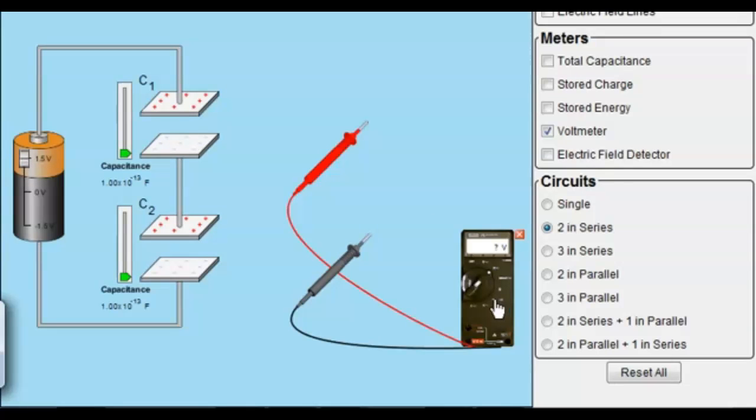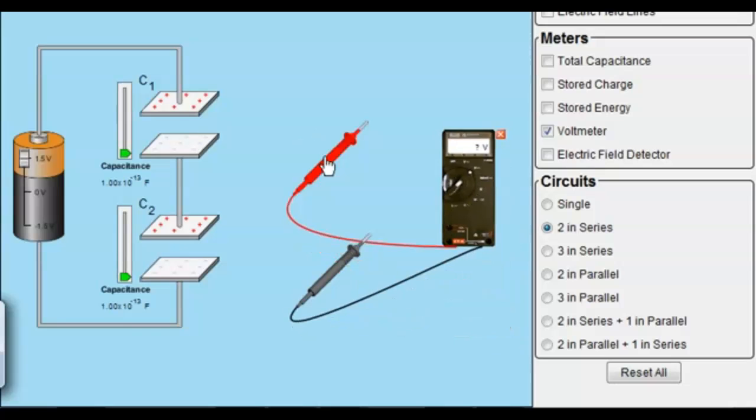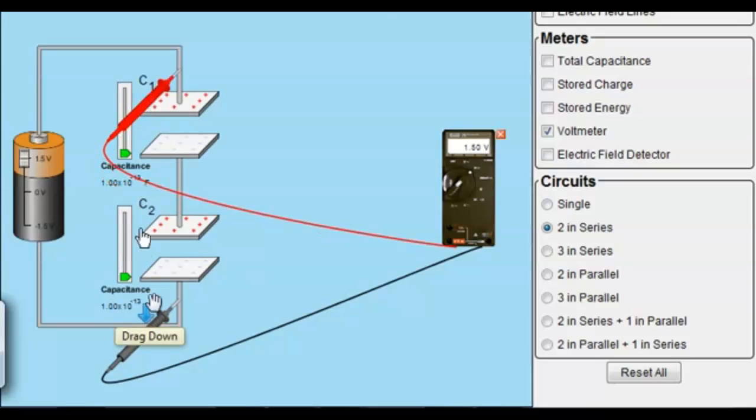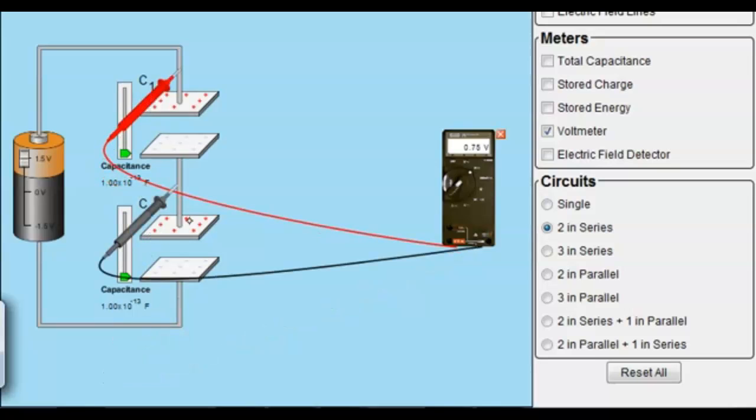This is my multimeter. Doesn't it look like the little multimeters you used? I'm going to measure the voltage in parallel across that capacitor, and you probably can't see it, but it's 0.75 volts. So 0.75, and then this one over here is also 0.75. What's 0.75 plus 0.75? 1.5. Okay, so these are two identical capacitors.